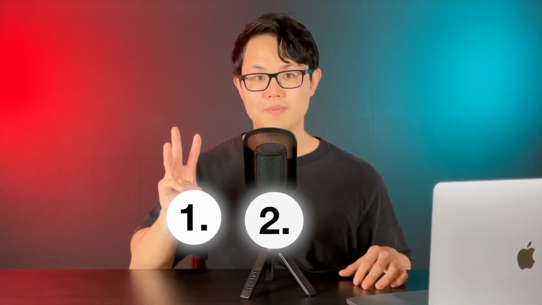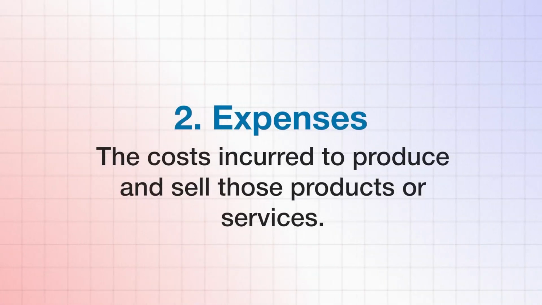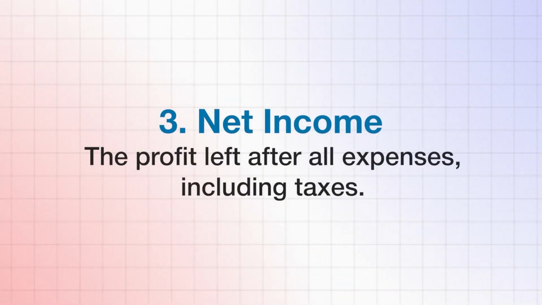The income statement has 3 main components. Revenue, how much money the company made from its sales. Expenses, the costs incurred to produce or sell those products or services. Net income, the profit left after all expenses, including taxes.